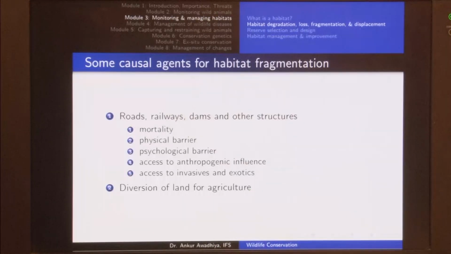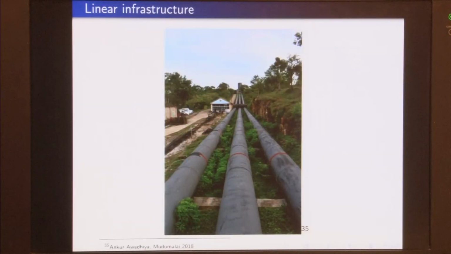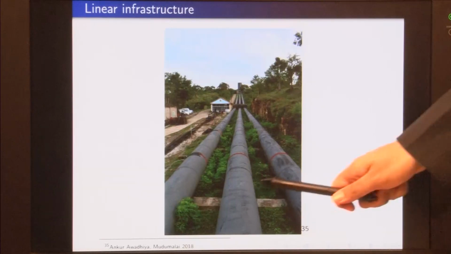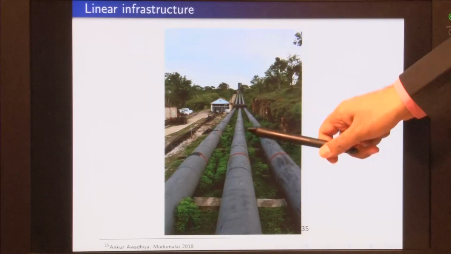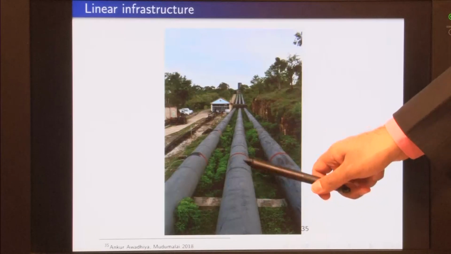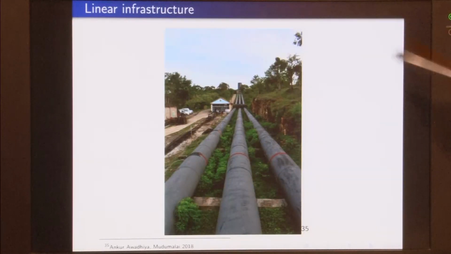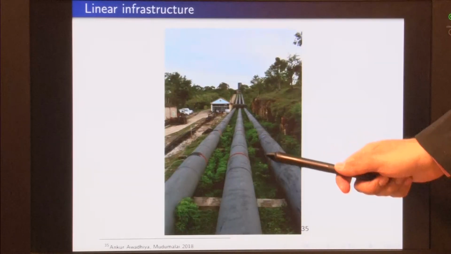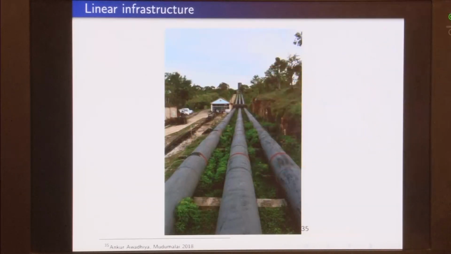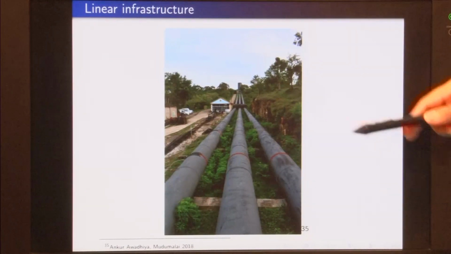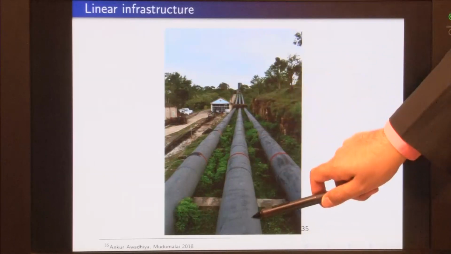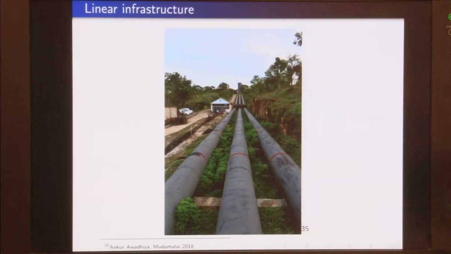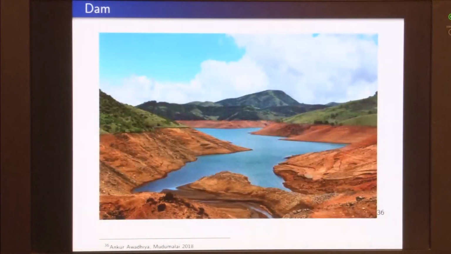Next, we have diversion of land for agricultural purposes. Now, this is an image from Mudumalai. Here we have these pipelines that carry water, and the height of these pipelines above the ground is more than my own height. So, there are very few animals that would be able to cross these barriers to reach the other side. These structures also go by the name of linear infrastructure, because essentially they are in a straight line. From here to there it is a straight line, but these linear infrastructures become very potent agents of habitat fragmentation.